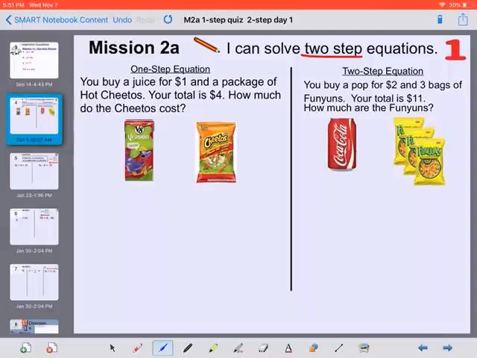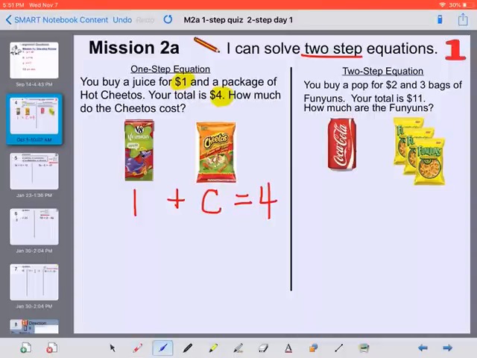So it says you buy juice for $1 and a package of hot Cheetos. Your total is $4. How much do the Cheetos cost? So we know this juice is $1. Plus, we're buying the Cheetos, which we don't know the price of, but we know they equal a total of $4. In math, instead of just using a question mark, we use a letter to represent the value. So I'm going to use maybe a C for Cheetos or an H for hot Cheetos, whatever you would like.